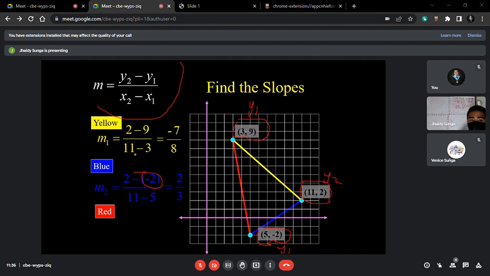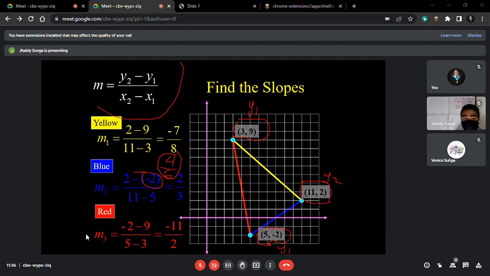I'm sorry, it is 4 over 6. But if you are going to have the lowest term, the answer is 2 over 3. Alright, so how about in red? If we are going to substitute all these numbers from the coordinates that we have, the answer will be negative 11 over 2. Am I right?